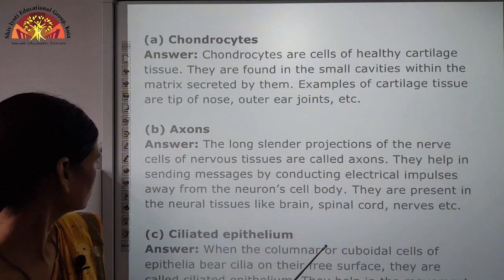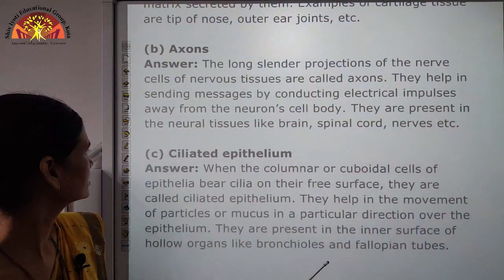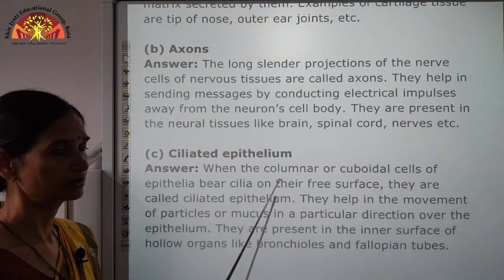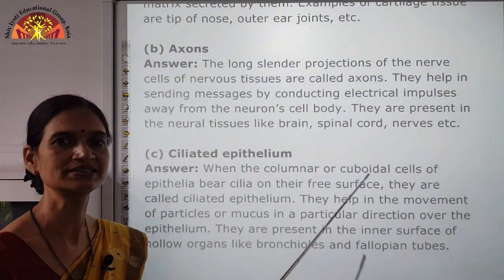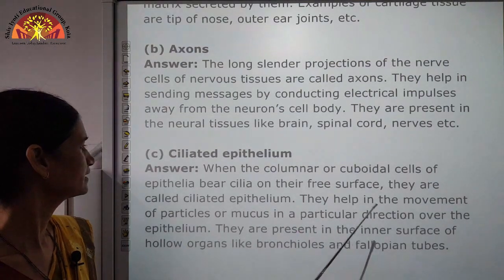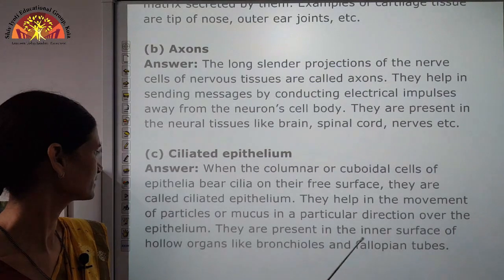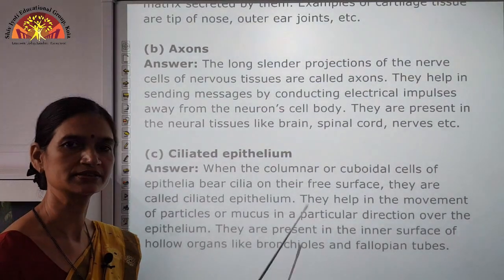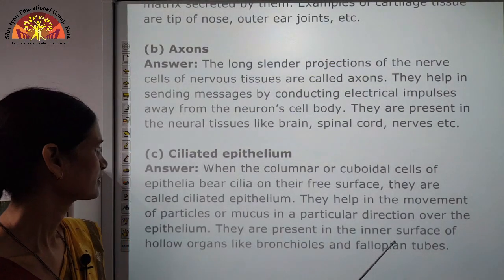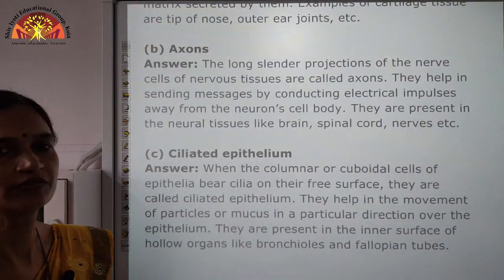नेक्स्ट पार्ट ऑफ दिस क्वेश्चन इज सीलिएटेड एपिथेलियम. तो सीलिएटेड एपिथेलियम, जब कॉलमनर या क्यूबॉइडल सेल में सीलिया प्रेजेंट होगा तो वो कहलाएंगे सीलिएटेड एपिथेलियम. एंड दे हेल्प इन द मूवमेंट ऑफ पार्टिकल्स, या म्यूकस को मूव करने में, म्यूकस की हेल्प से किसी एक डायरेक्शन में मटेरियल को मूव करने में हेल्प करते हैं. एंड दे आर प्रेजेंट इन द इनर सरफेस ऑफ हॉलो ऑर्गन्स लाइक ब्रोंक्यूल्स एंड फैलोपियन ट्यूब्स.